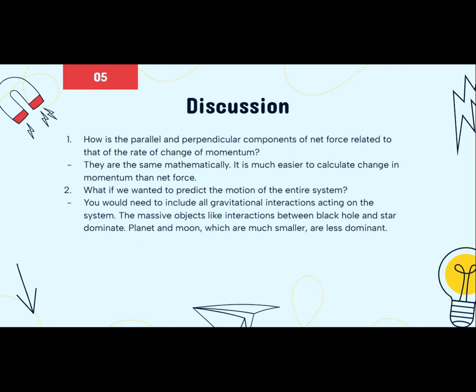What if we wanted to predict the motion of an entire system? You would need to include all gravitational interactions acting on the system. The massive objects, like interactions between black holes and stars, dominate, while smaller interactions like planet and moon are less dominant. Thank you.